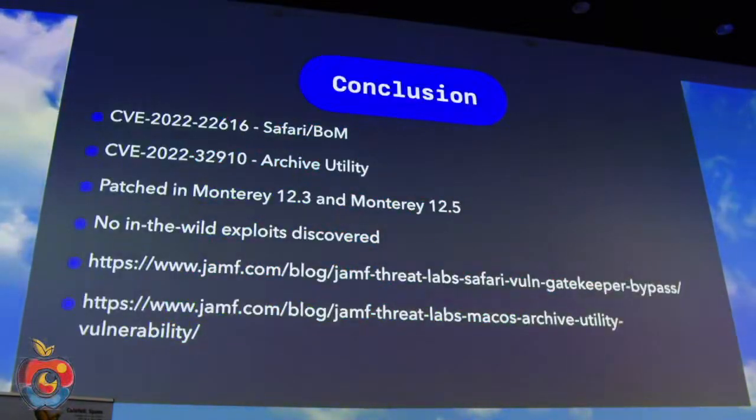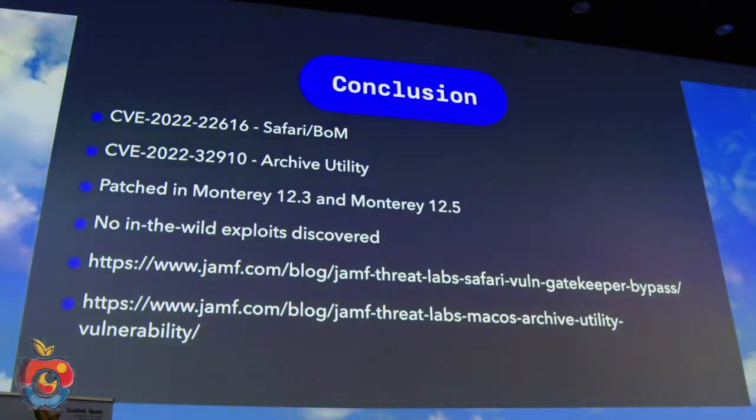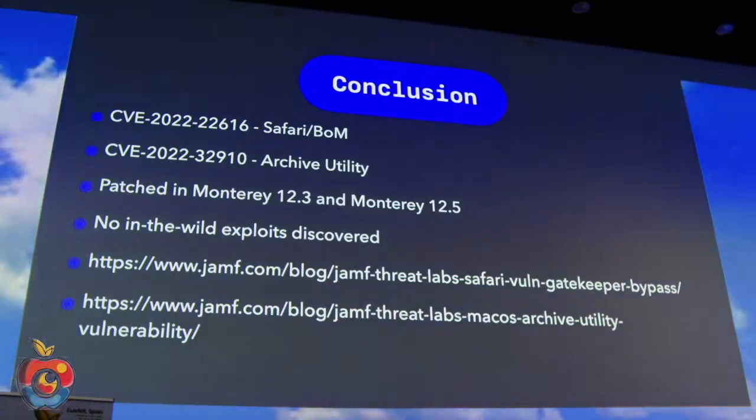So today we covered two different CVEs that are very similar in the way that the payload is created, but actually very different in how they're behaving behind the scenes. So 22616 was patched in 12.3 and 32910 was patched in macOS 12.5. When we find a new vulnerability, we always monitor for malware that might be abusing it. As far as we could see, there is nothing abusing this one, unlike the talk last year where we saw Schlayer trying to bypass Gatekeeper.